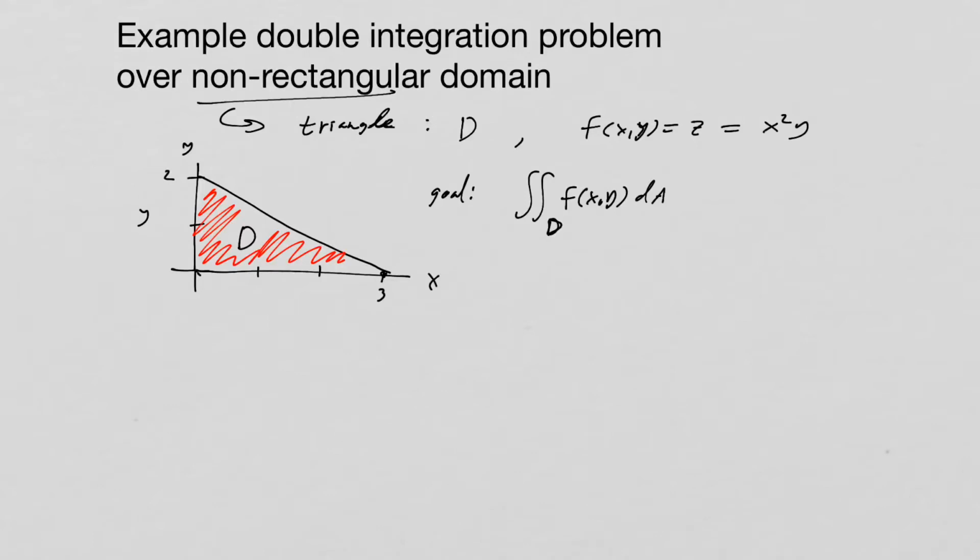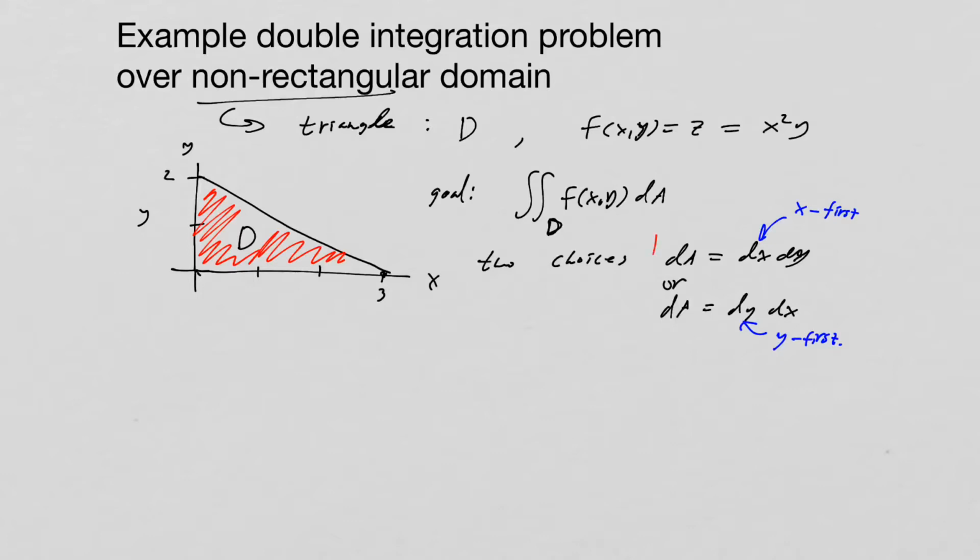All right, so we have two choices here. We have dA equals dx dy, or dA equals dy dx. With the first option, we're going to do x first, and for the second option, we're going to do y first. Either way will work about the same in this particular problem. I think we'll go with the first one. I think that'll be a nice one to try. So let's remember what that means.